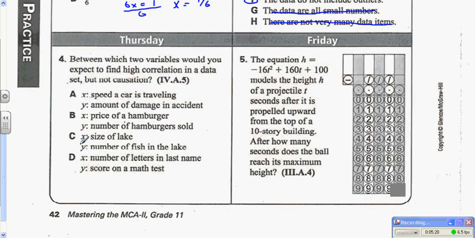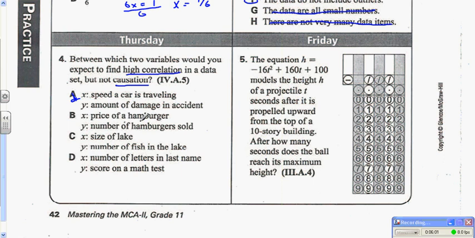Between which two variables would you expect to find a high correlation in a data set, but no causation? Very important question, because causation means something causes another to happen. High correlation means they're related. So if we look at these choices, speed a car is traveling and the amount of damage in an accident. Now there's a correlation here, because if you have high speed, you usually have high damage. But does one cause the other? Yes, this does. High speed is a contributor to a lot of damage. So this one's okay.